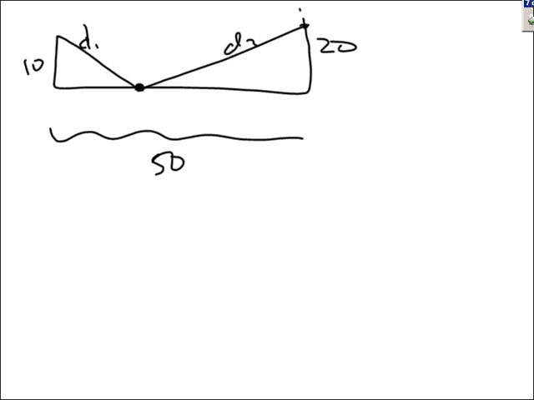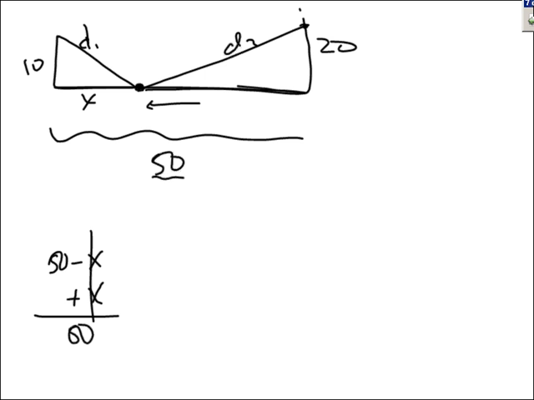Okay, well, if I call this much x, then when I add the rest, I should get 50. Well, what do you add to x to get 50? The answer is 50 minus x. The x's cancel out, and you get 50. That is, this distance is 50 minus x. Okay, so let's calculate what D1 is. Let's calculate what D2 is.